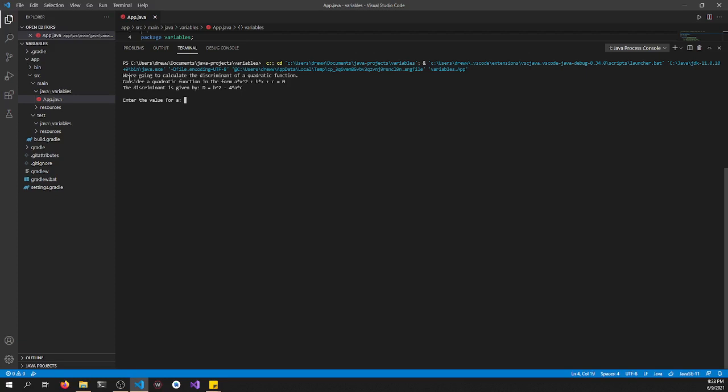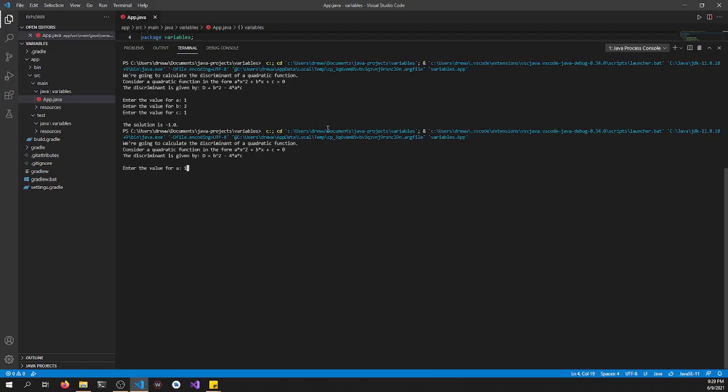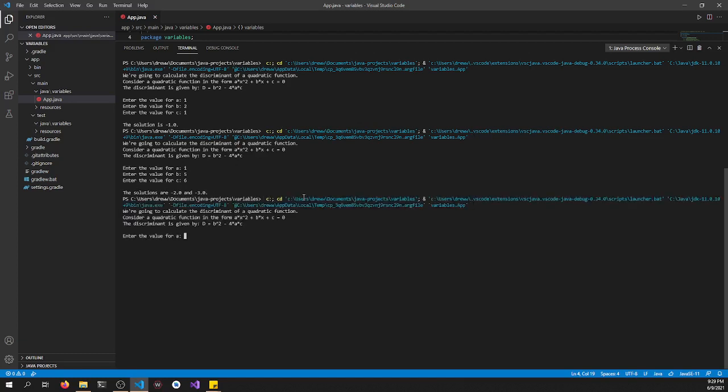So it's going to tell us, I'm going to calculate a discriminant. Here's how I do it. And the values, we'll try one with one solution. So 1, 2, 1 has one solution, and we compute that the solution is -1. We can run it again and do one with two solutions, and we get two solutions, -2 and -3. And once more with no real solutions, 1, -1, and 1, there are no real solutions.